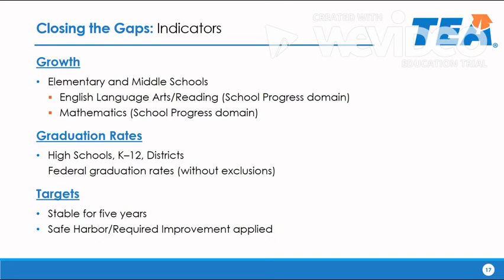The second indicator that ESSA requires is growth for elementary and middle schools. So we're going to base this on the school progress domain. For high schools, we're going to look at graduation rates, and these are the federal graduation rates. They are not the state graduation rates that include exclusions. Once again, the targets will stay stable for 5 years, and Safe Harbor can be applied.